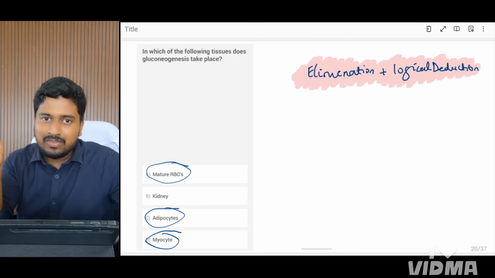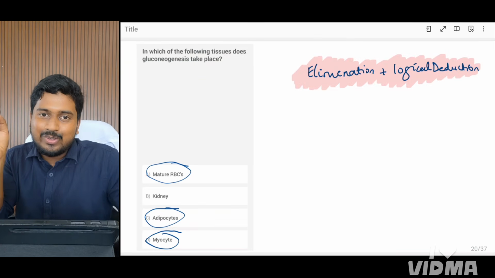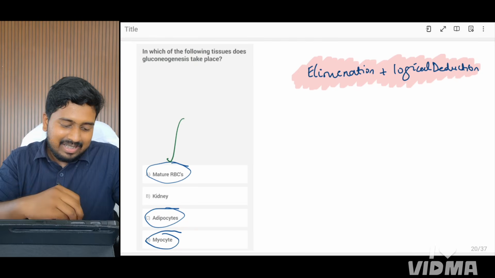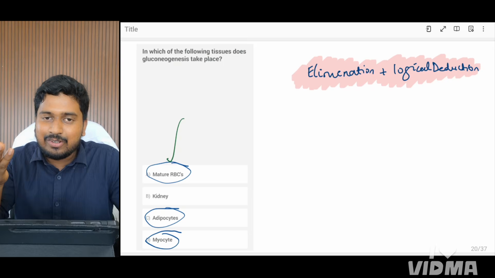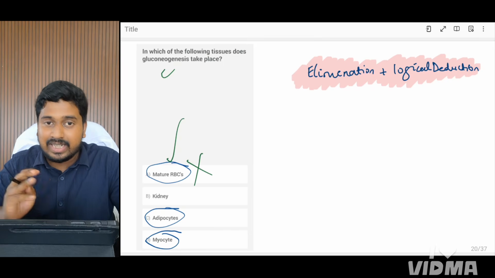Now this question is for you. Okay, so where does gluconeogenesis take place? So first thing, mature RBCs don't have a nucleus, they don't have mitochondria also. So definitely they don't have anything related to gluconeogenesis. So this is straightforward out.